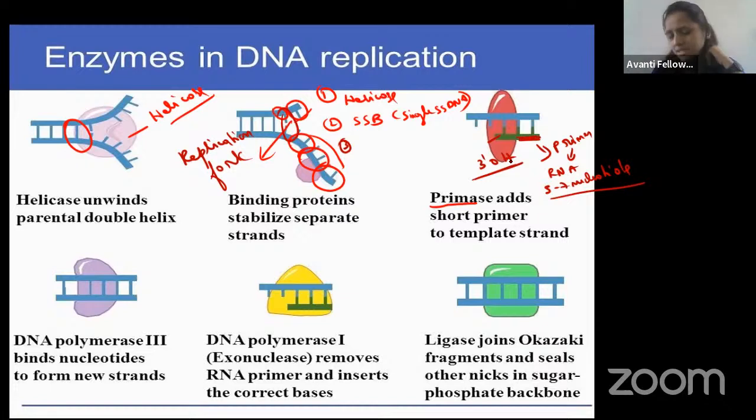Now you tell me, guys, is replication an energetic process or not? Whether the replication requires energy or not? Can you tell me, guys? Yes. So helicase we will also call the unwinding enzyme. Oh, sorry, this topoisomerase we will call the unwinding enzyme. Can you tell me, guys, does replication require ATP or not?